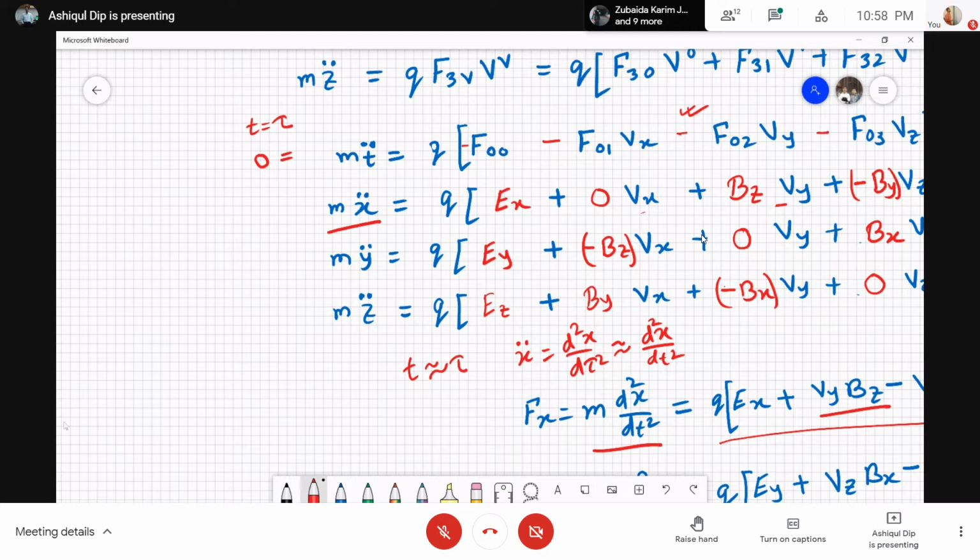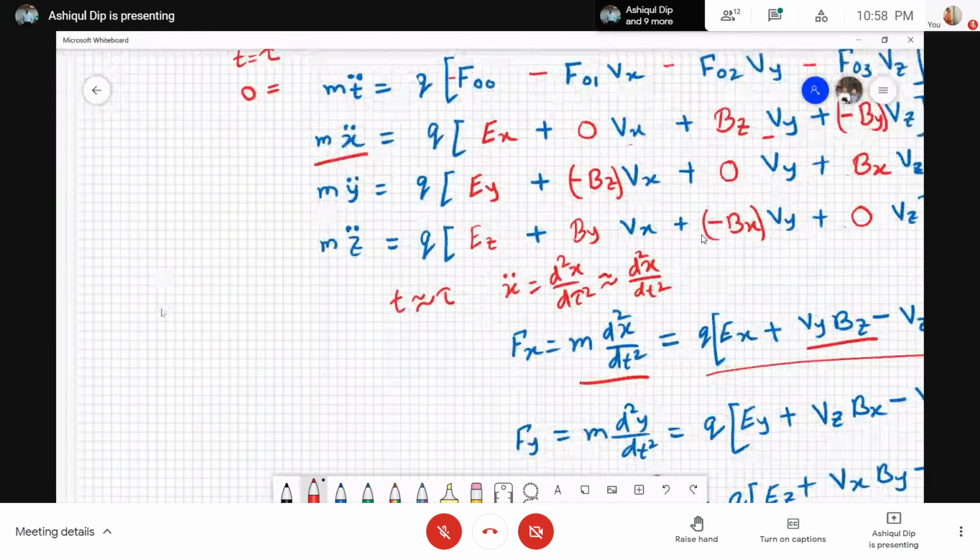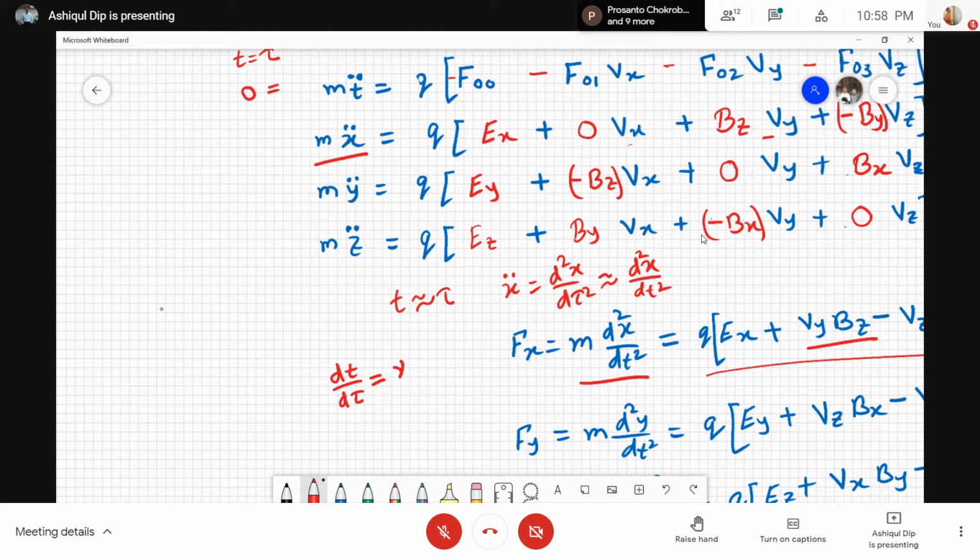Correct, right? Yeah. Okay. Now, what is dt over d tau? It's basically gamma, right? It's gamma or 1 over gamma? I think it's gamma. Yeah, it's gamma.